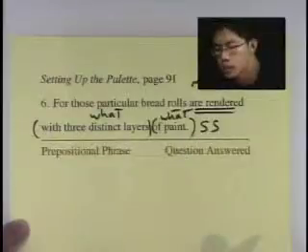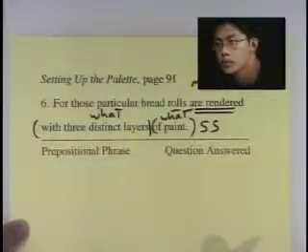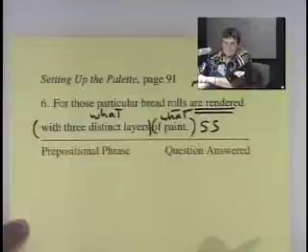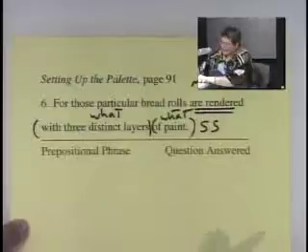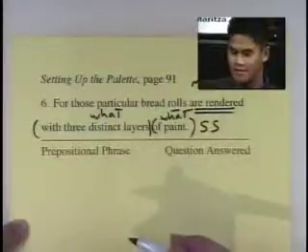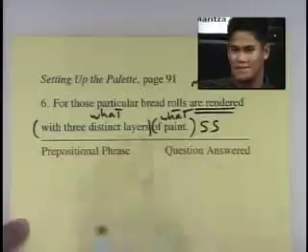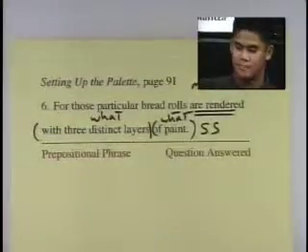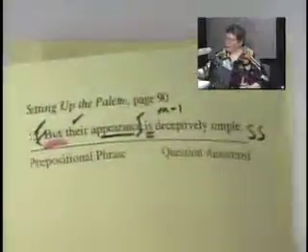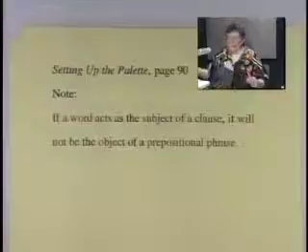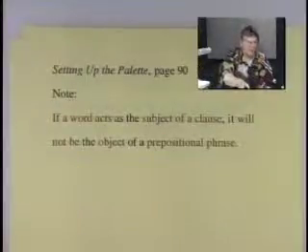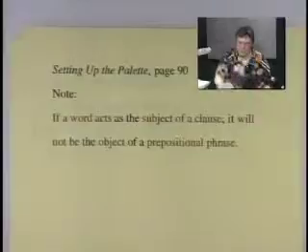Well, I don't think I'd stop it there. Does anybody see another prepositional phrase? Anybody in the room? Jessica? I had for those. That's it. Anybody else? Justin? I had the subject in the prepositional phrase. Right. So, is there a prepositional phrase, Justin? That's the $64,000 question. No, it tells you, just as we saw a minute ago, that if a word acts as the subject of a clause, it's not going to be the object of a prepositional phrase.